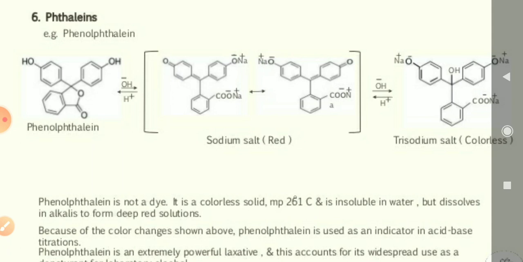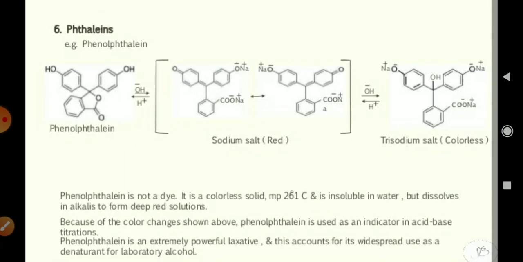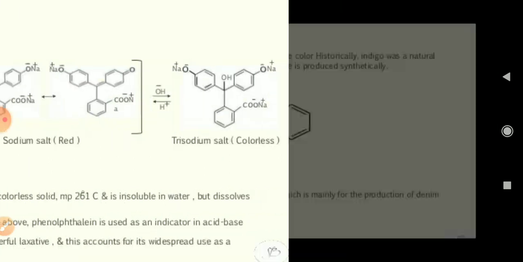Phenolphthalein is an extremely powerful dye which is used in the laboratory. Okay, and this is the synthesis of phenolphthalein, which is converted into the sodium salt, and it will give the trisodium salt, which is colorless. So this is the reaction of acid base titration. The phenolphthalein changes into the sodium salt, which is red in color, and then becomes colorless in solution.